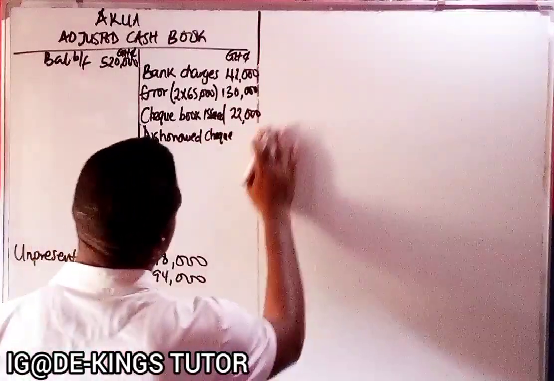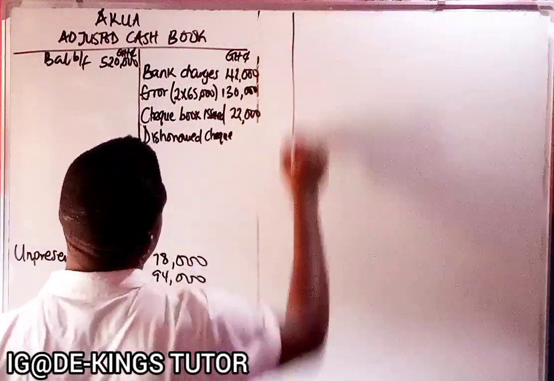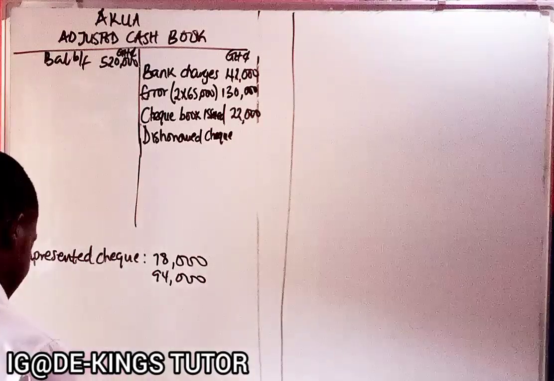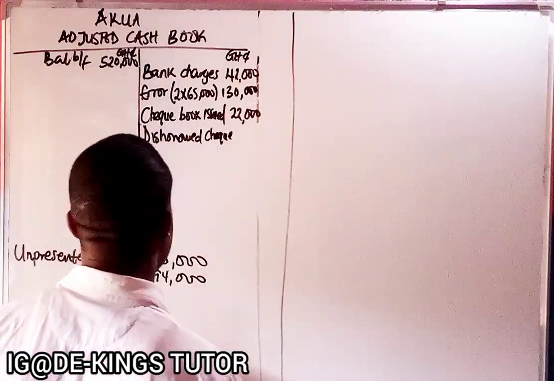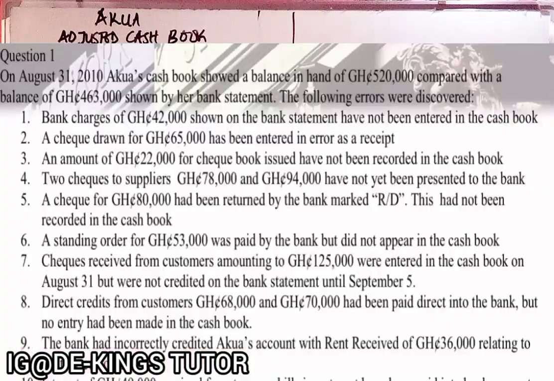Okay, dishonored check. So dishonored check is how much? 80,000. Okay, so the next one.